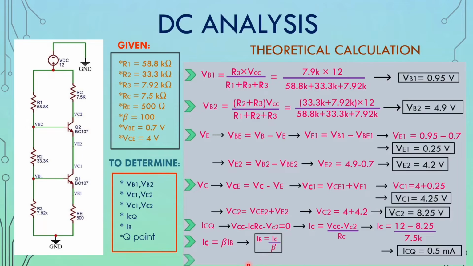Next, we are going to determine the Q point. While designing the biasing circuit, care should be taken so that the operating point will not shift into the saturation region or cutoff region. For finding the Q point, we should know the IC and VCE values. Here we have IC and VCE as 0.5 milliampere and 4 volt. So the Q point value is 0.5 milliampere, 4 volt. The Q point values will be the same for transistors Q1 and Q2. With this, the DC theoretical calculation is over. After simulation, we will compare theoretical and experimental values.